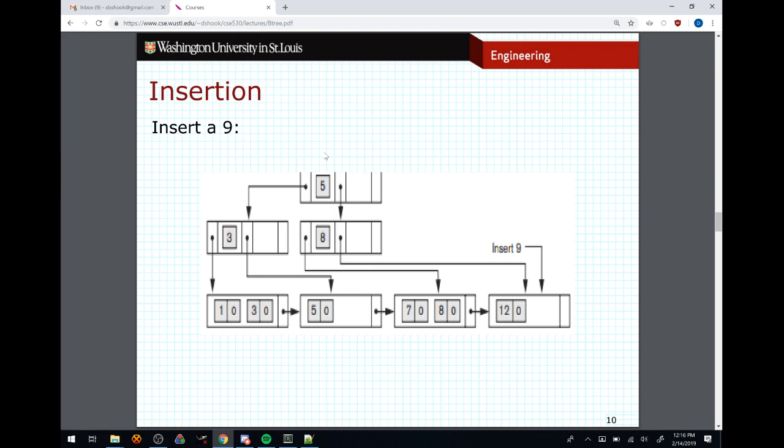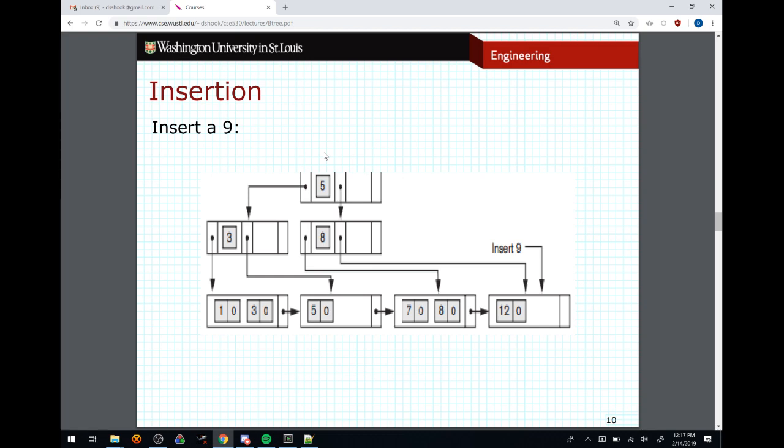I want to put a 9 in the tree. So first thing is I do my search. 9 is greater than 5. 9 is also greater than 8. I find this leaf node, and there's an empty spot. That makes my life easy. Just plug the 9 in. Now I'm going to keep these in sorted order, so I'm going to scoot this 12 over. We always want to keep things sorted.